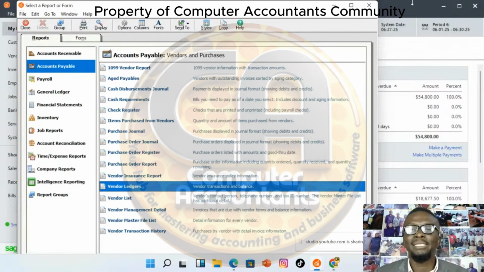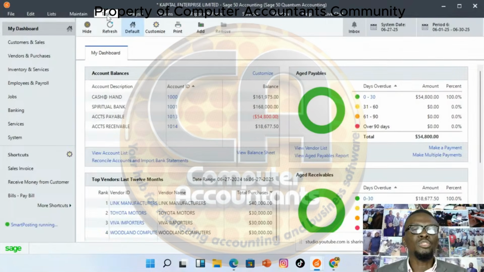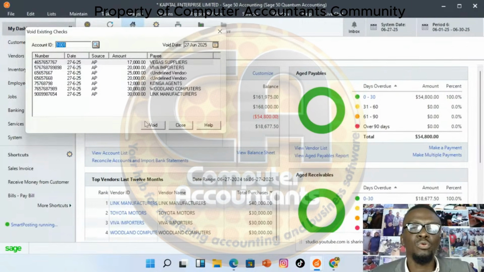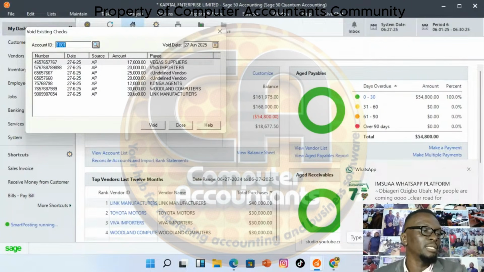I'm going to minimize this. You go to Tax and select Void Checks. Void Checks, look at it here. So which check are we voiding? The bank has just voided the Woodland check and returned it back to us. So this is it.